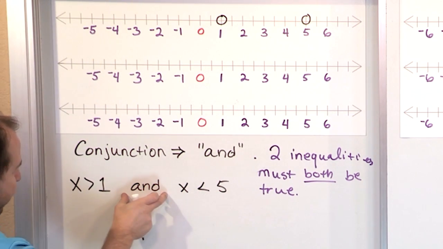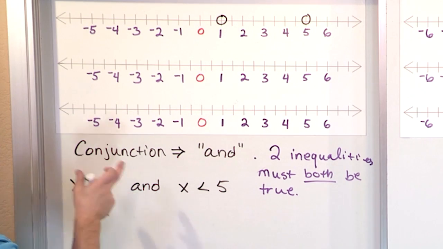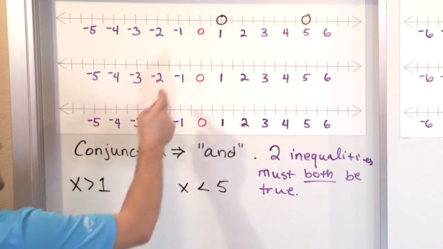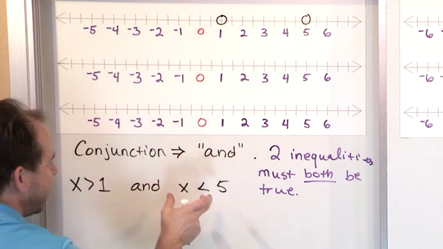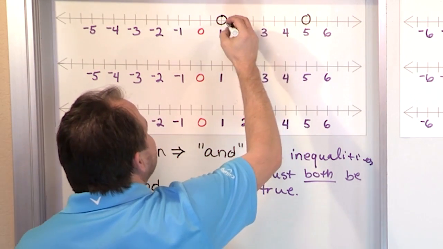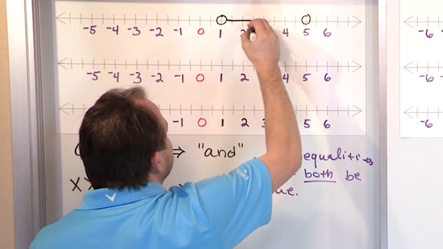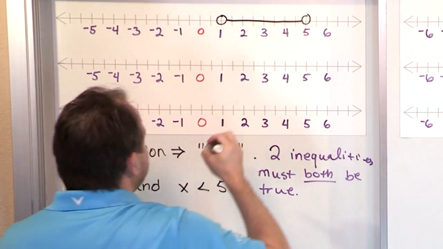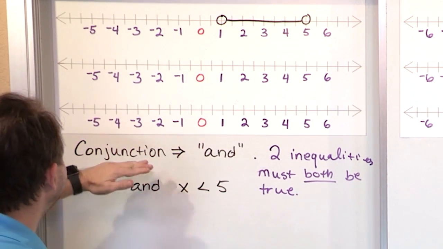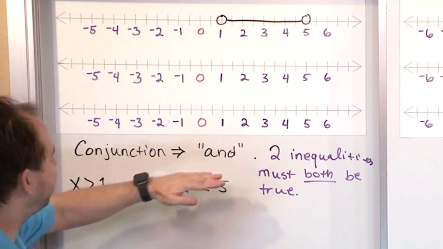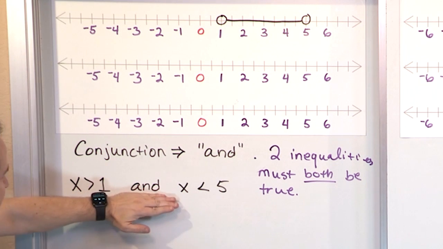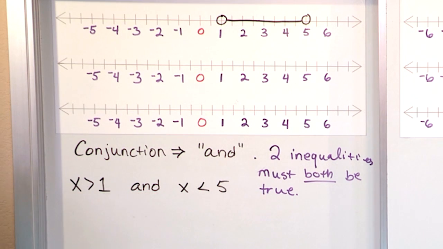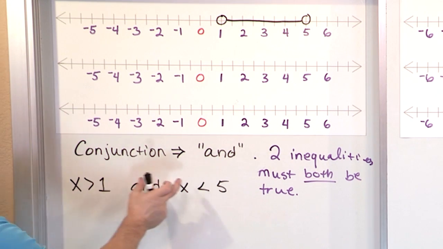But since we're saying both of them have to be true, the only way that you can have something bigger than 1 and at the same time less than 5 is if just the numbers between them were part of the solution. So you see what I'm saying? You have a conjunction, is the fancy word we give you, for two inequalities that are joined together with the word and. That means that they are both true at the same time.